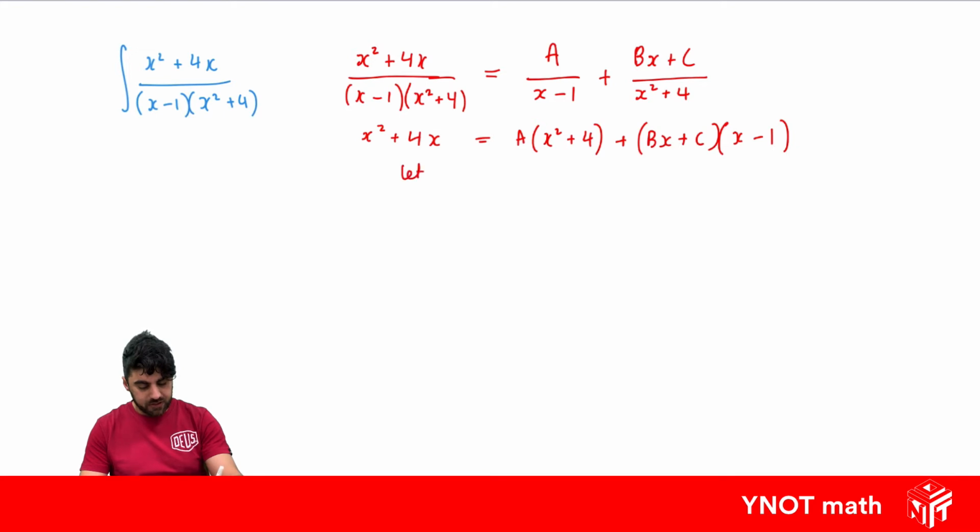So let's first let x equal to 1. What's going to happen is all of this is going to cancel out because it's all going to be 0. On the left-hand side, we're just going to have 1 squared, which is 1, plus 4 times 1, which is 4, so we're just going to get 5. On the right, we're going to get, again, 5 times a. So we know a is going to be equal to 1.